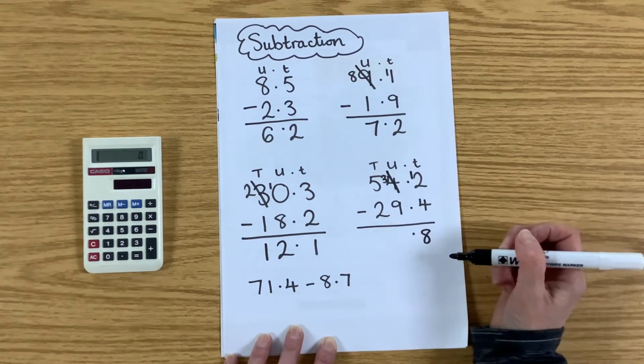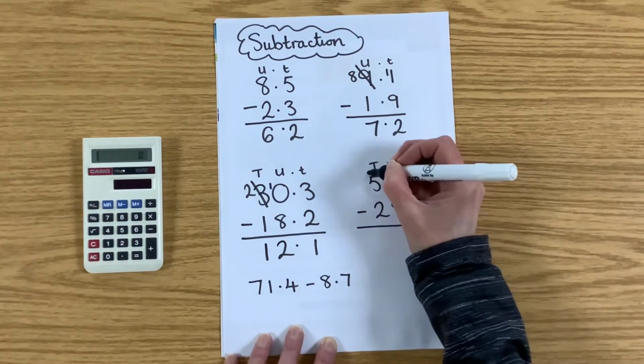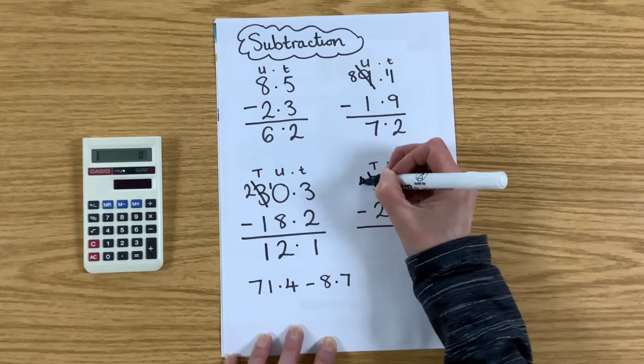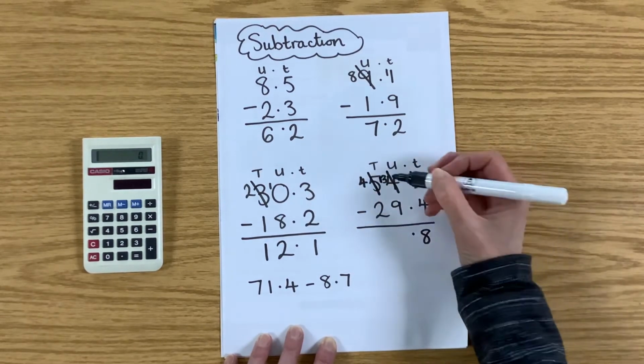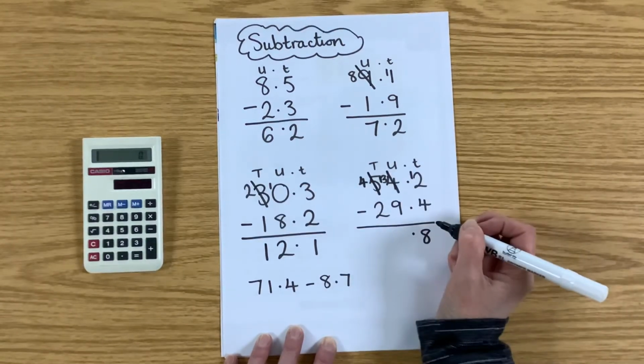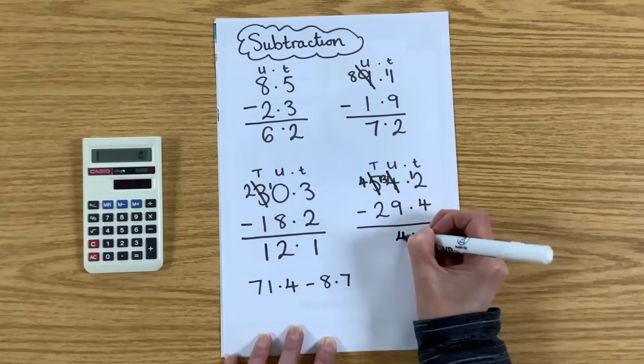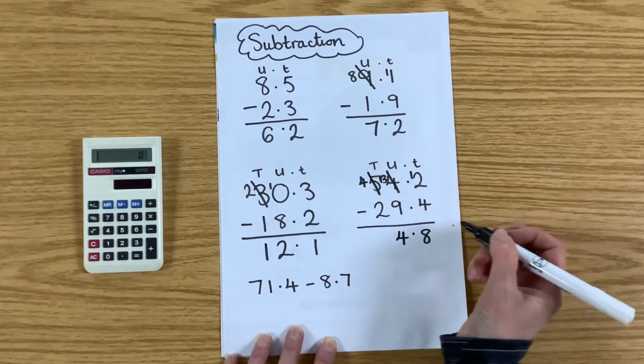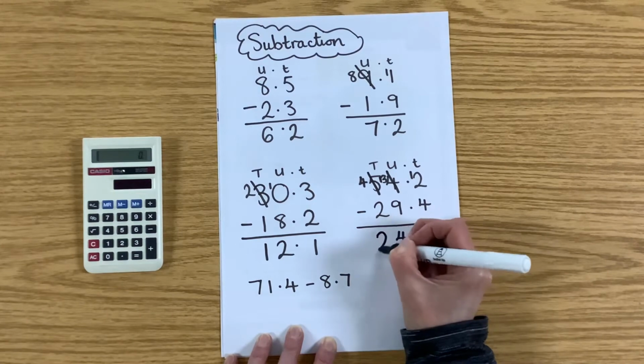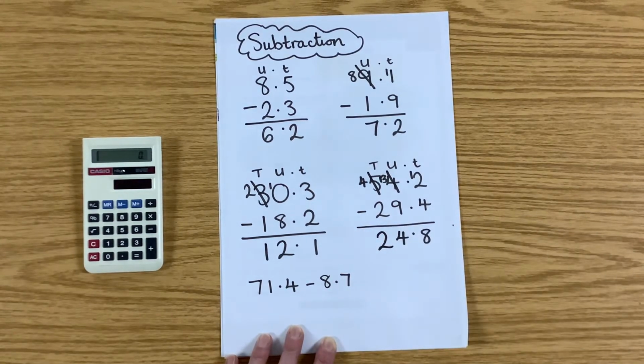3 take away 9. Can't do that one either, so I need to do another exchange. So we've now got 13 take away 9. And that's going to be 4. And 4 take away 2 is 2. So what does my final answer say? 24.8. How would we set out this one, P6?